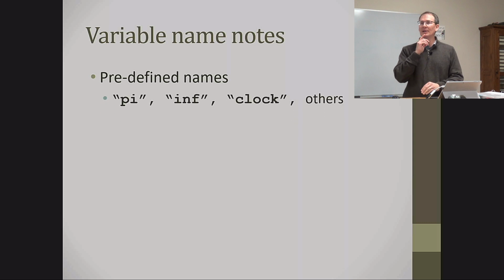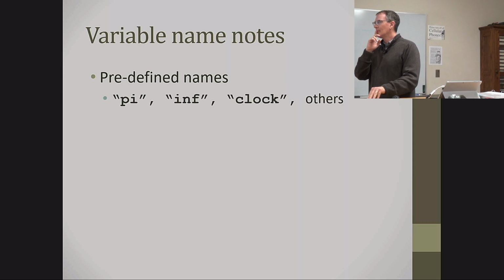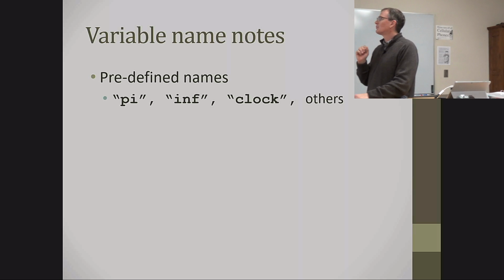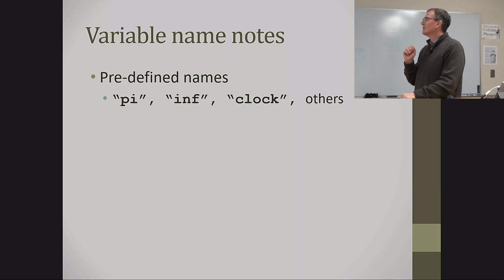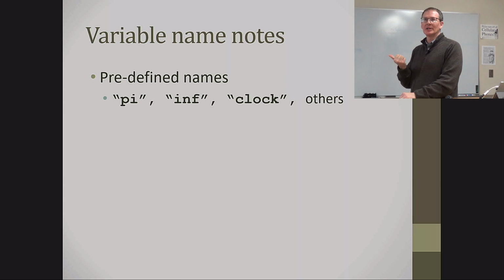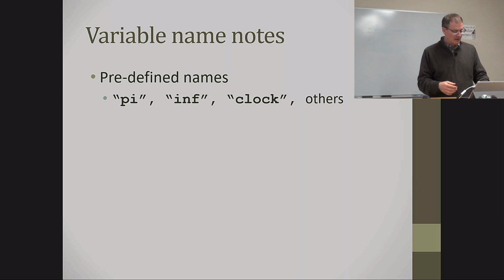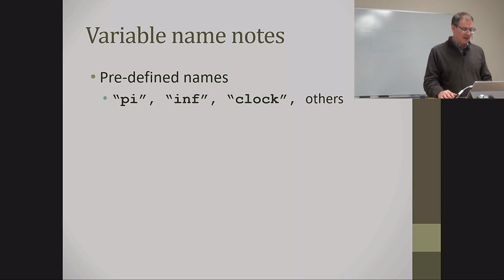Some notes on variable names. Here is where MATLAB is, two words to describe it. One is forgiving. That's the optimistic way to put it. And the pessimistic way to put it is horribly unstructured. And why do I say that? When you start MATLAB, there are a certain number of predefined names which are just there for you.